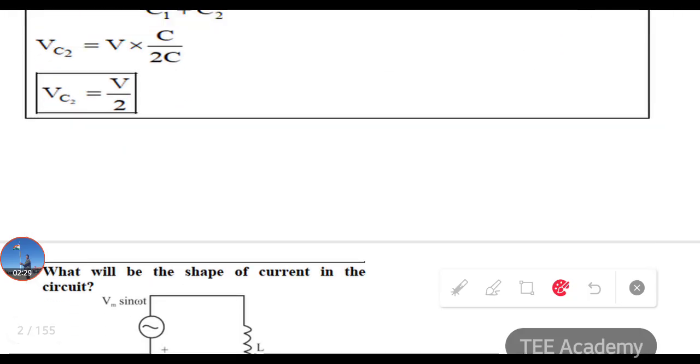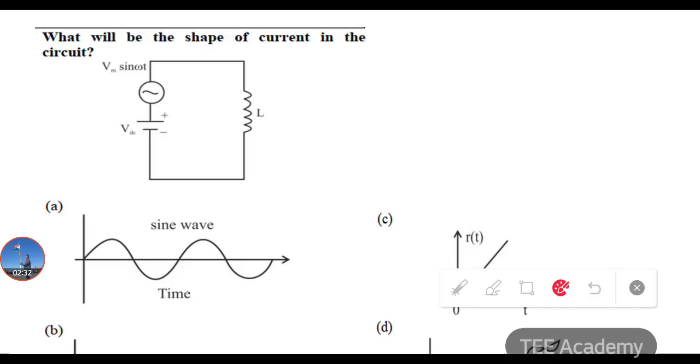We'll move to the next question here. The question is, what will be the shape of the current in the circuit? In this circuit there is a DC voltage source and an AC voltage source which are connected to the inductor here.